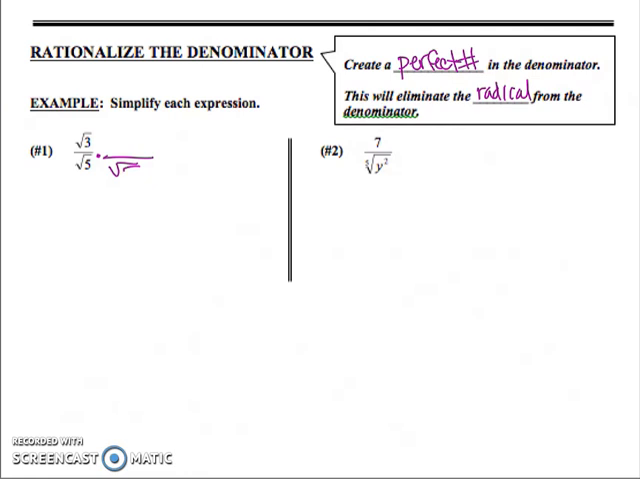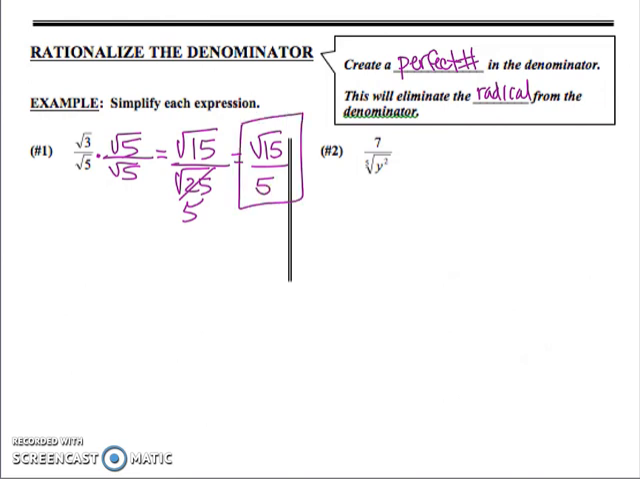In the numerator, we have the same index, right? We've got the same type of root. They're both square roots, so we can multiply those together. Square root of 3 times square root of 5 gives me square root of 15. In my denominator, square root of 5 times square root of 5 gives me square root of 25, which I know is a whole number, 5. So the final answer is square root of 15 over 5. I successfully rationalized my denominator.